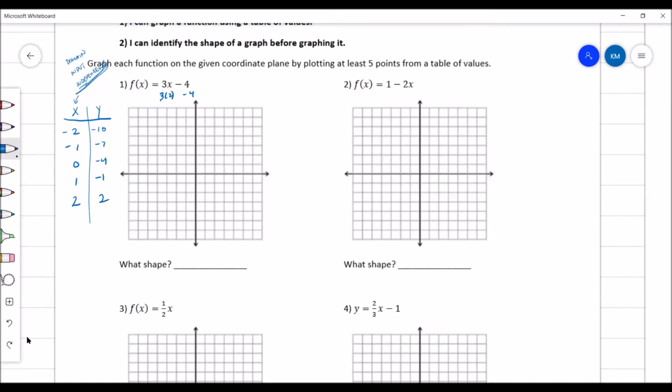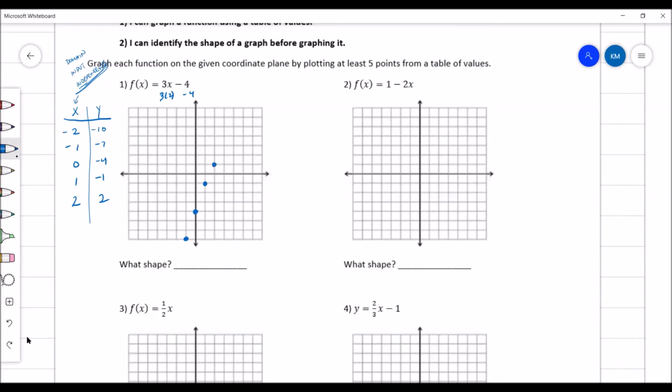And so then I go through and I plot what I can. Even though I made this point -2, -10, it's not going to fit on my graph. I don't have to try to make it fit. -1, -7 fits. Then 0, -4. Then 1, -1. Then 2, 2. Okay, and so here is our table.